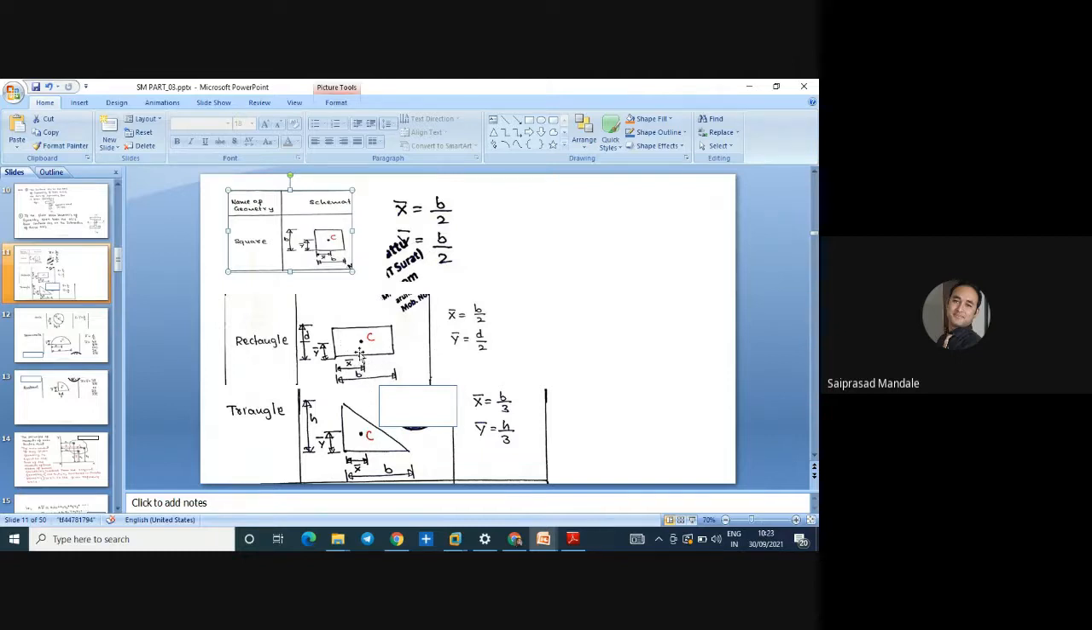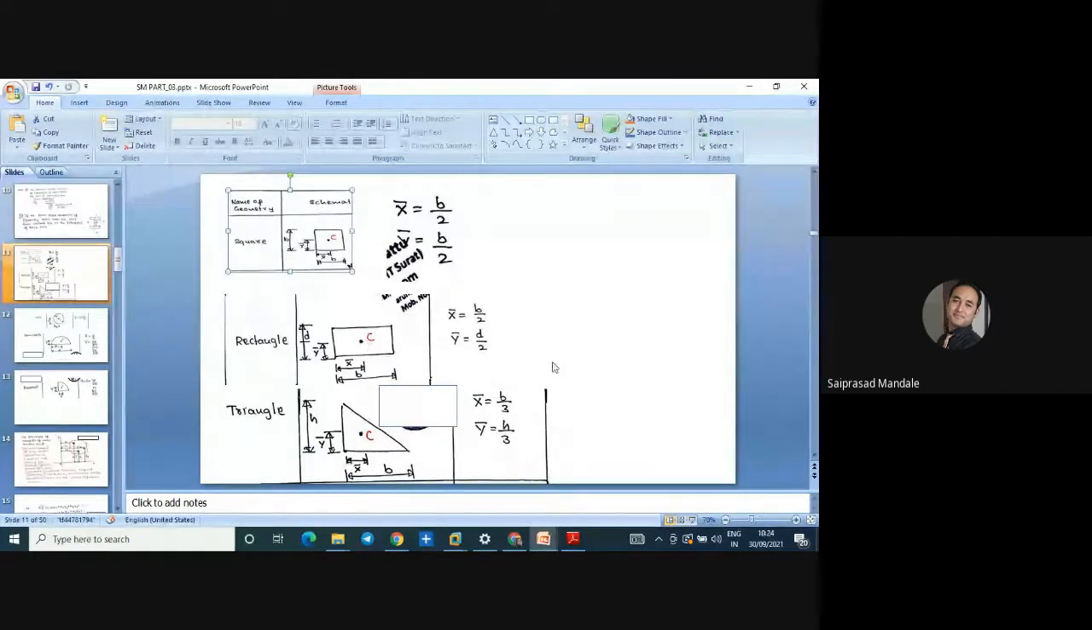Look over here, try to understand this image. This is D, this is B. If I cut B, I will have x bar. If I cut D, I will have y bar. So when I'm cutting along the x-axis, I will have x bar. When I'm cutting along the y-axis, I will have y bar. Okay. Triangular section, x bar is b by 3 and y bar is h by 3. So this is the centroid.